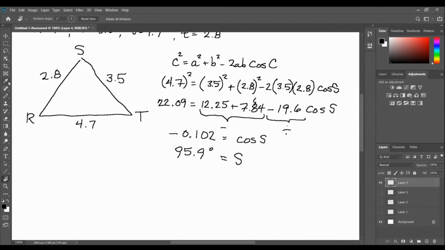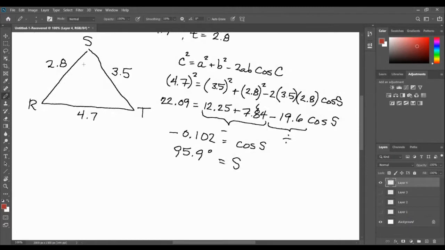Okay, so we subtracted, we came out with 2, then we divided by the negative 19.6, and that gave us the negative 0.102, and then we took the arc cosine to get the 95. Okay, I just wanted to confirm. Yeah, I'm just trying to write it all down.